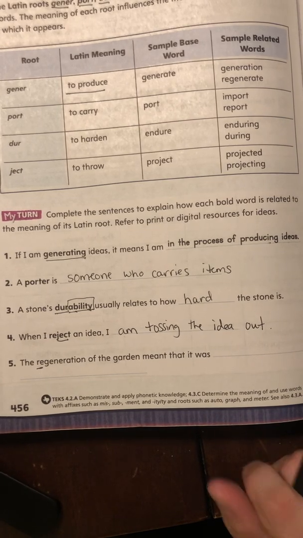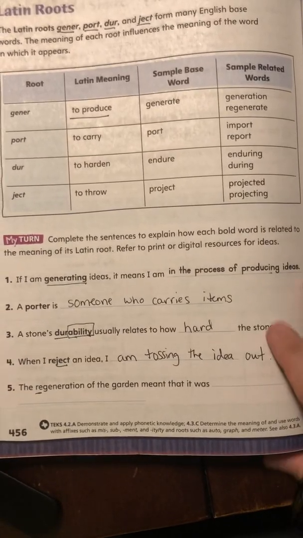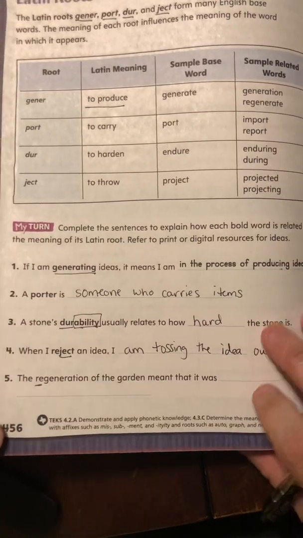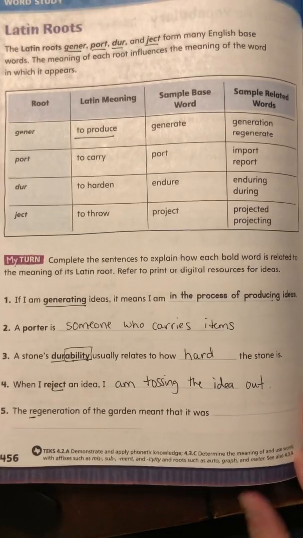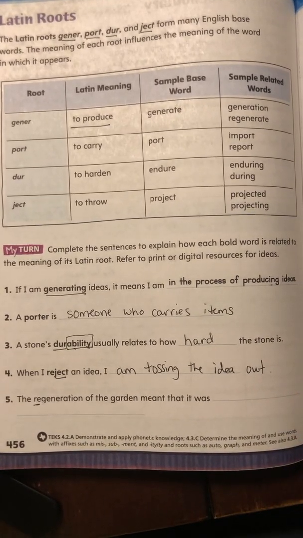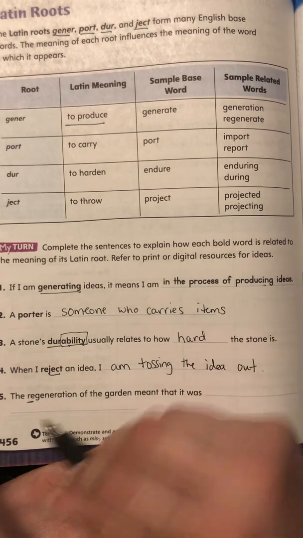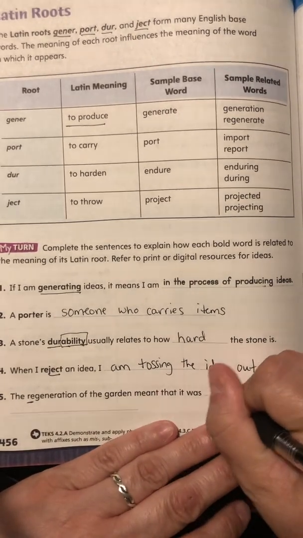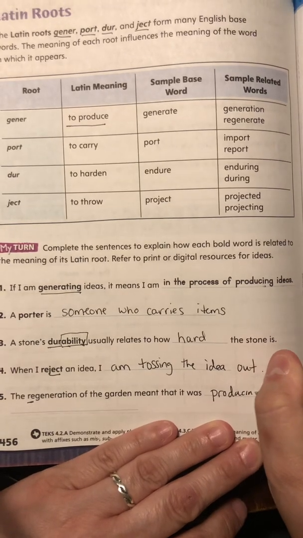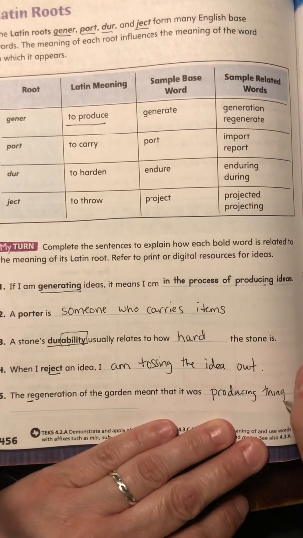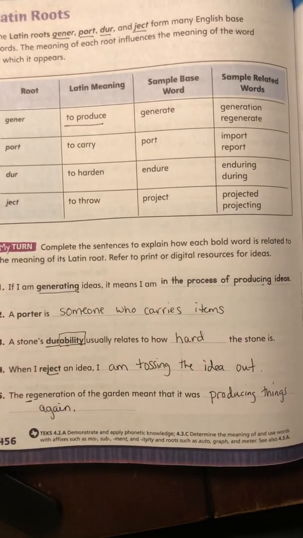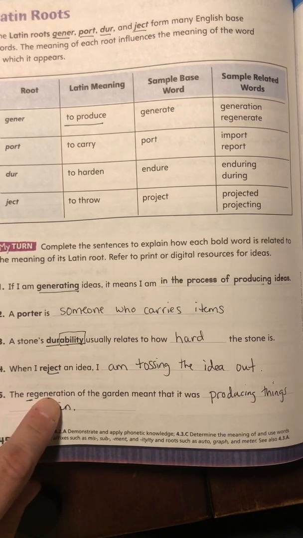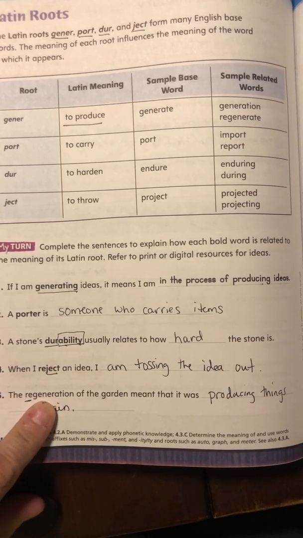Maybe my plants in my garden aren't doing well and they're not getting enough like sunlight or water. If I start taking care of them and making sure they get all the things that they need, I might have a regeneration of the garden, meaning that it's growing again, it's producing again. So the regeneration of the garden meant that it was producing again. Producing things again. So regeneration, kind of in the same way that like starfish reproduce, like we talked about, they regenerate limbs that are gone, or just like I told you about, our liver regenerates.